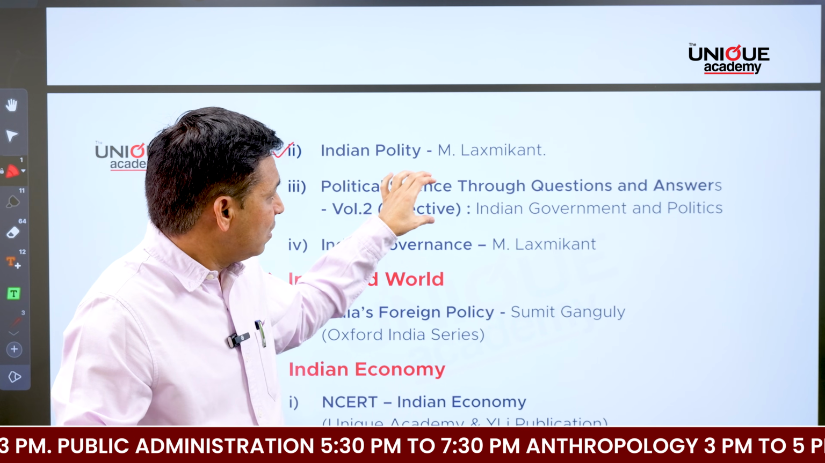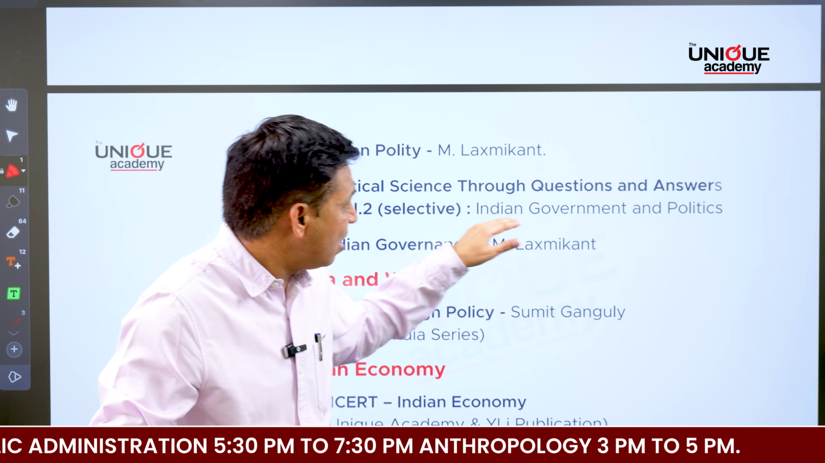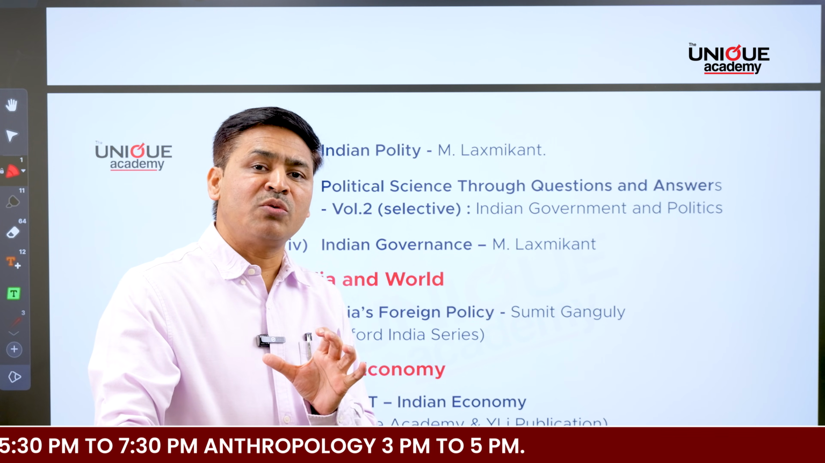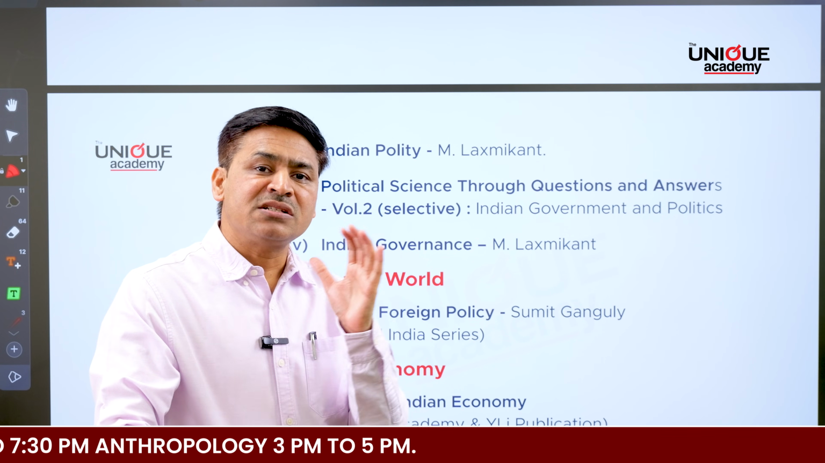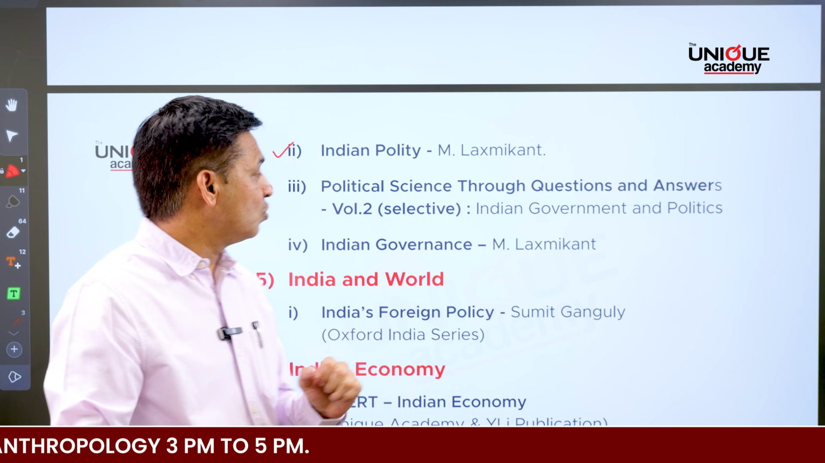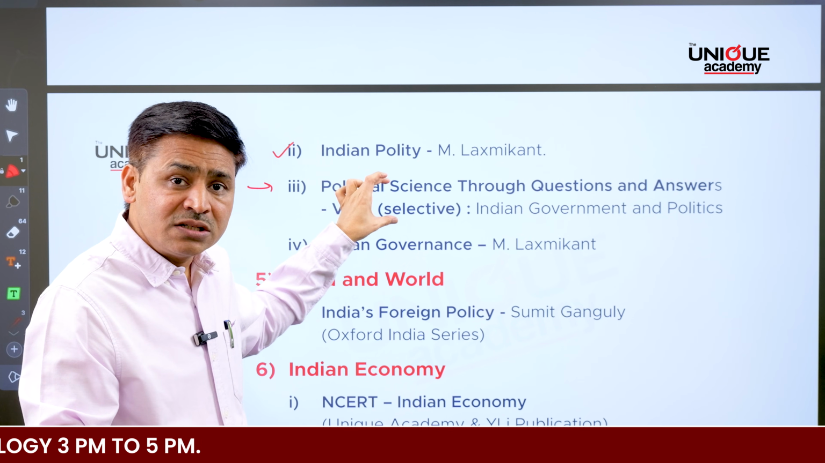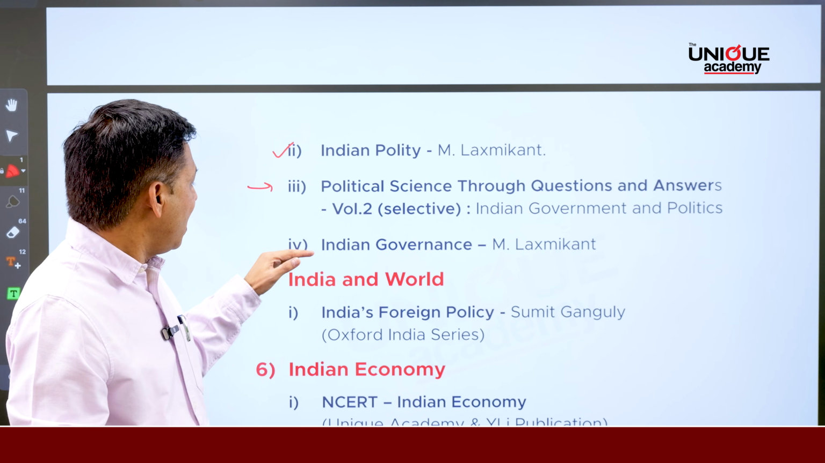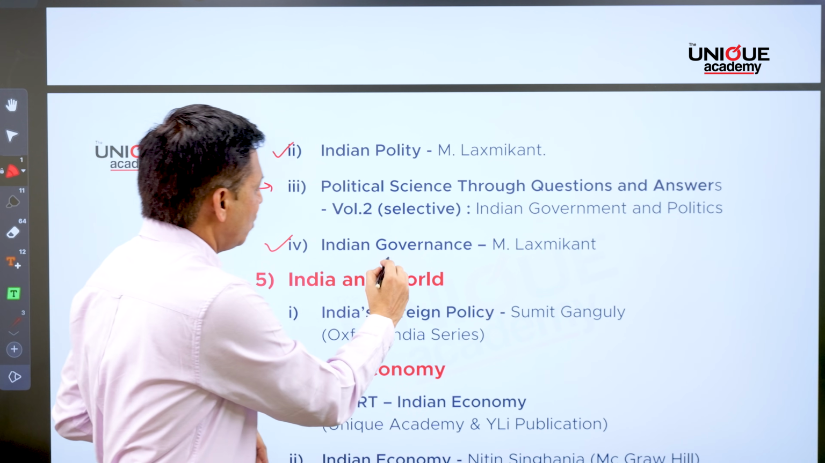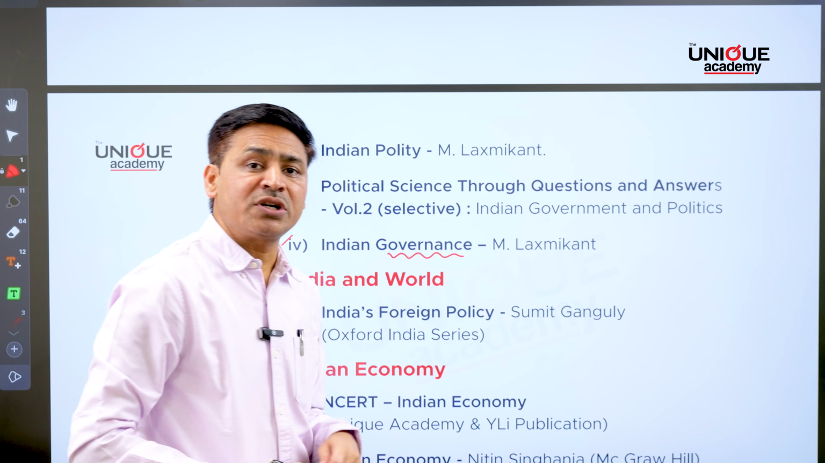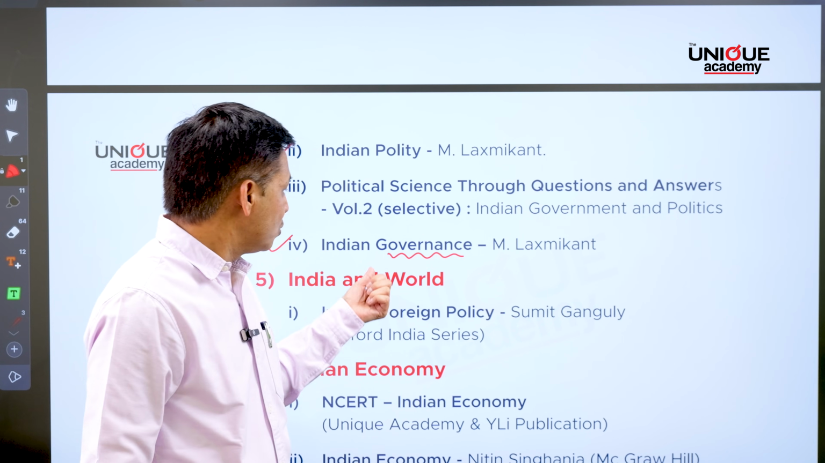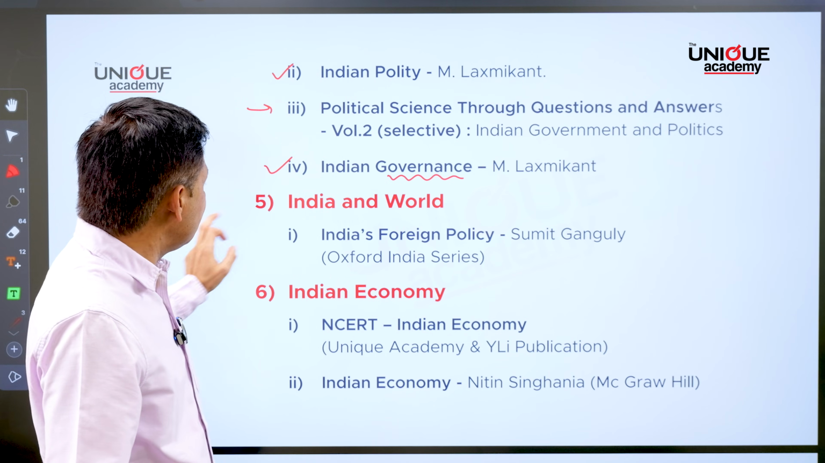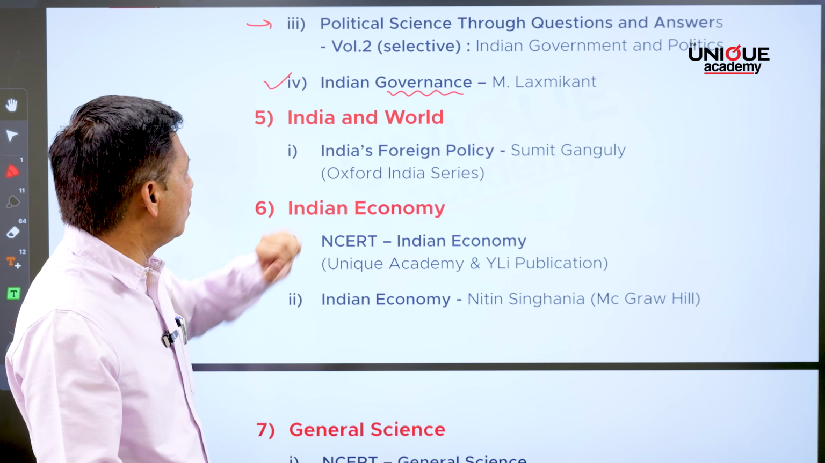This book, published by Unique Academy with the title Indian Government and Politics, comprises around 300 model answers of the expected questions. So for model answers on Indian polity, you can definitely refer to this volume 2. And then for governance, because governance happens to be one of the important elements of GS2, again a book written by M. Lakshmikant. This is the second subject from GS2, that is India and World.